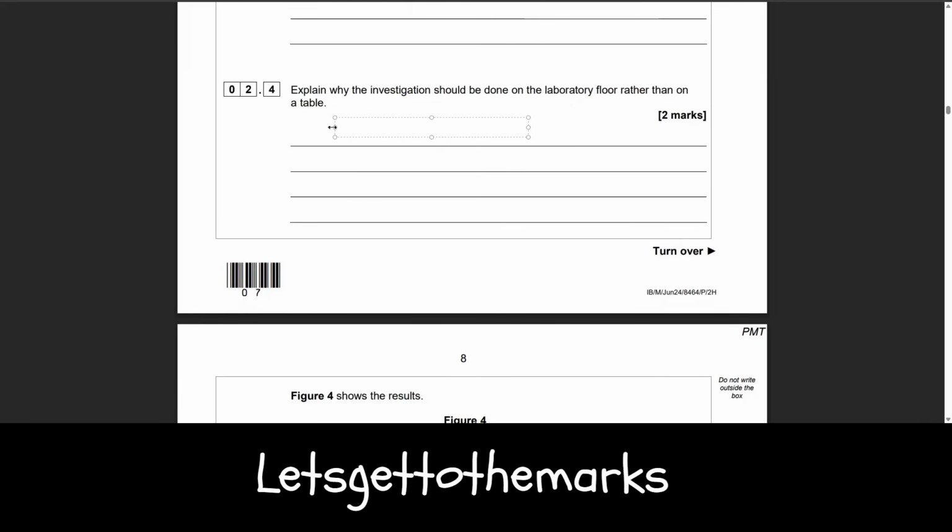Actually, this is just about safety. Why is it not so safe to use weights on a table? So on the floor, the weights are less likely to fall on your foot and cause an injury. So it's pointing out the hazard and then the risk with it as well. So the risk is that you're going to get an injured foot, right?